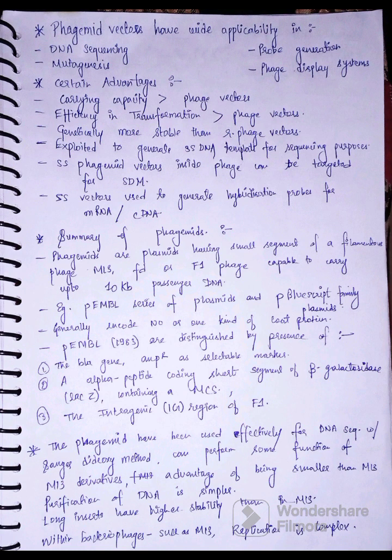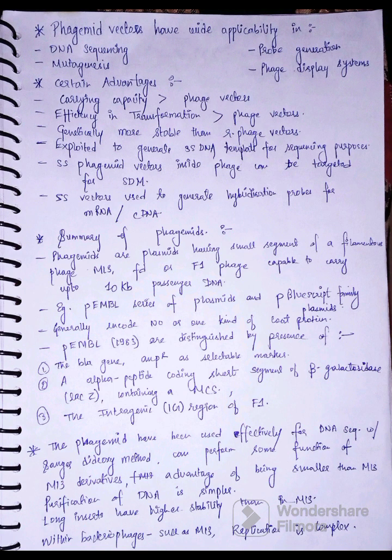These phagemid vectors have been used effectively for DNA sequencing with the Sanger dideoxy method, which uses the chain termination method, right? They can perform some functions of the M13 derivatives, like M13 mp1, mp2, mp7, mp8. There are many derivatives, and the biggest advantage, I think, is that they are smaller than M13 vectors, which makes the purification of the DNA very simple, right?